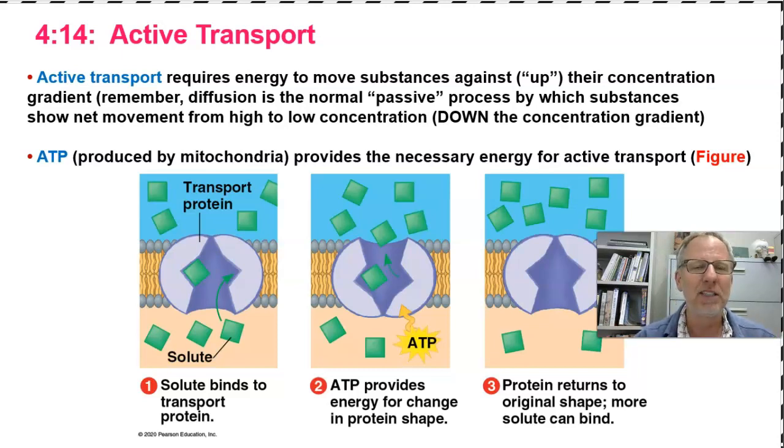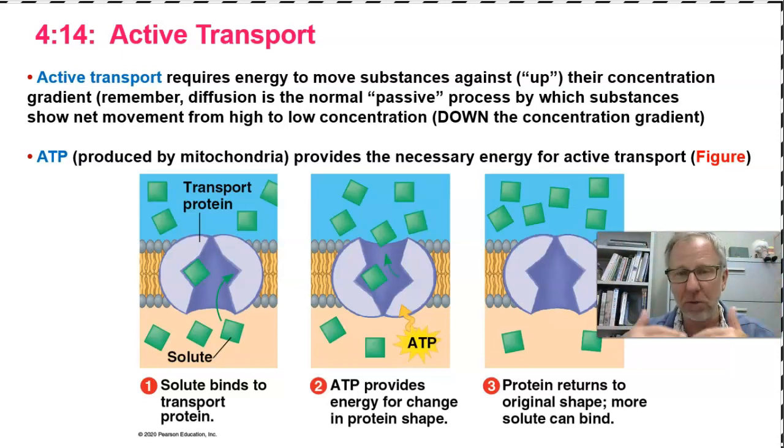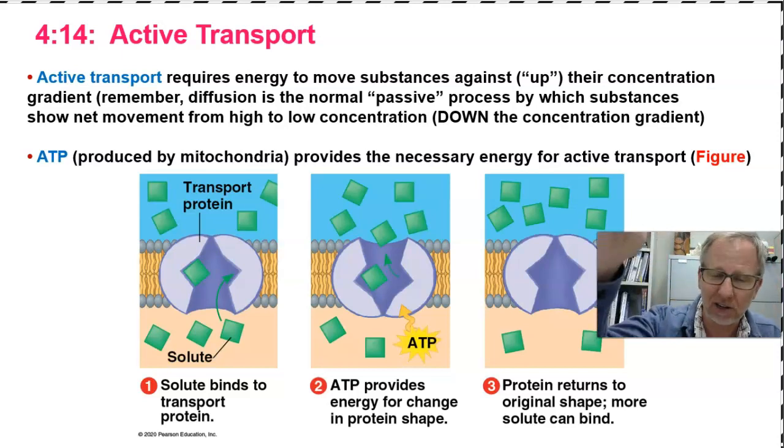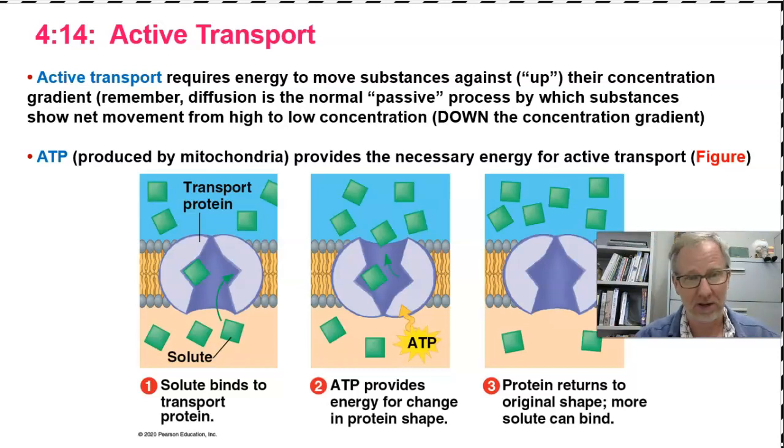And ATP supplies the energy for proteins in your plasma membranes to actively transport or move substances, to basically pump them to the other side. You need energy to move them from low concentration to high concentration, against the gradient, against the direction that they naturally want to move. So the figure here is showing you this.